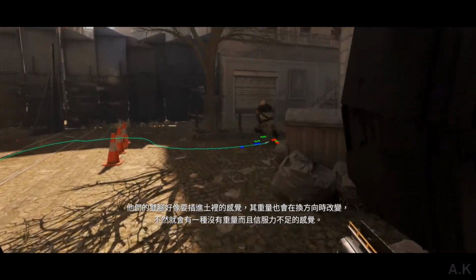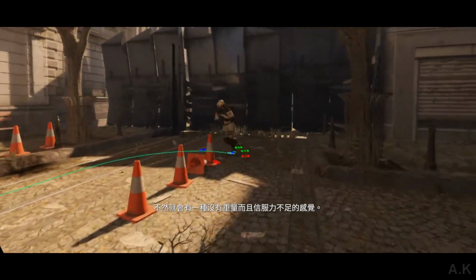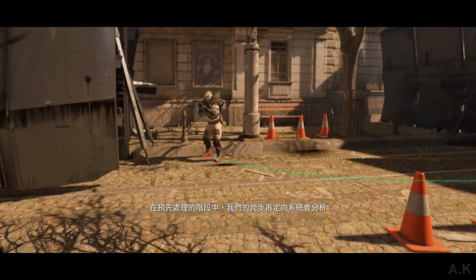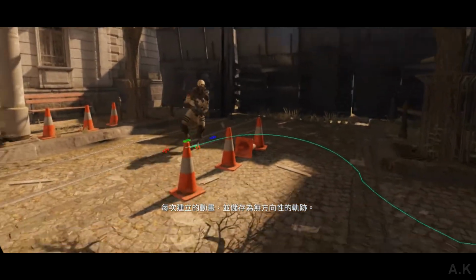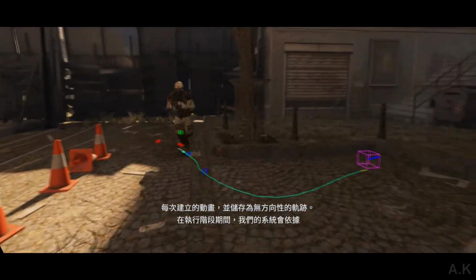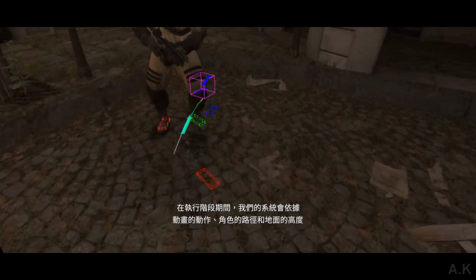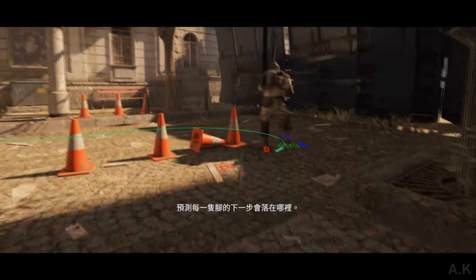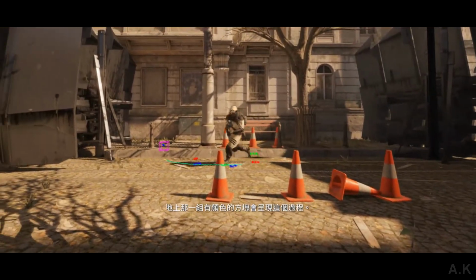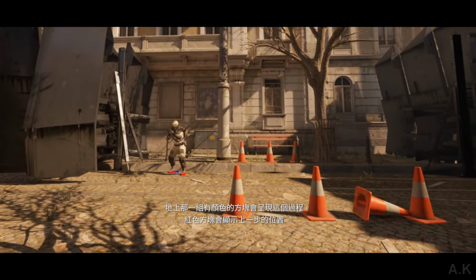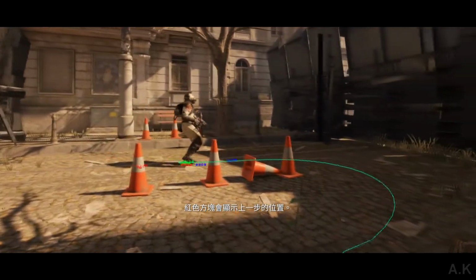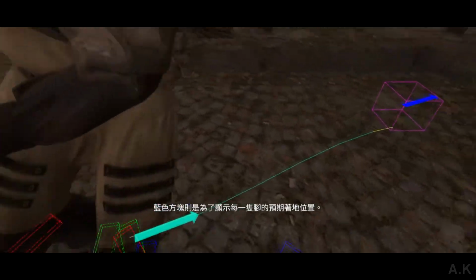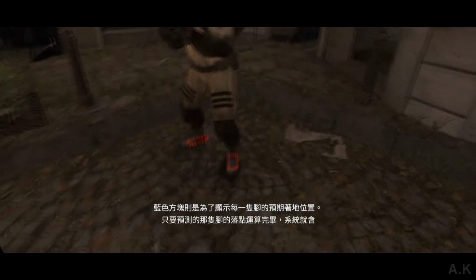In a pre-processing phase, our stride retargeting system analyzes the steps of each authored animation and stores them as a direction-independent trajectory. At runtime, our system predicts where each foot will land on the next step based on the motion of the animation, the character's path, and the height of the ground. The pairs of colored boxes on the ground illustrate this process. The red boxes show the previous foot positions, the green boxes indicate the soldier's current foot position, and the blue boxes are drawn where each foot is predicted to land next.